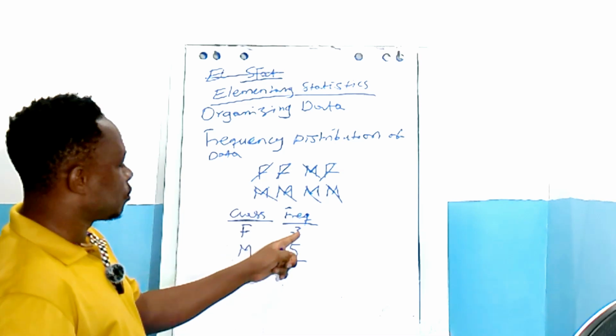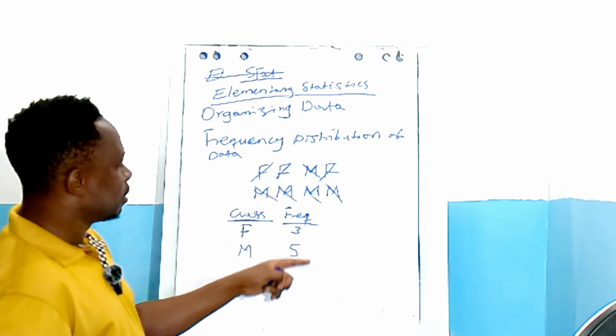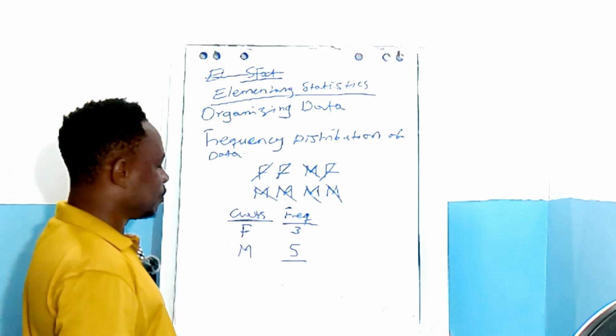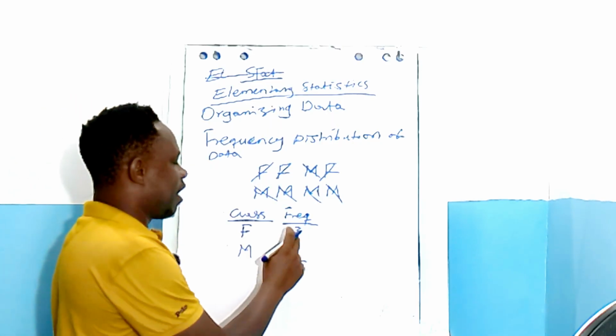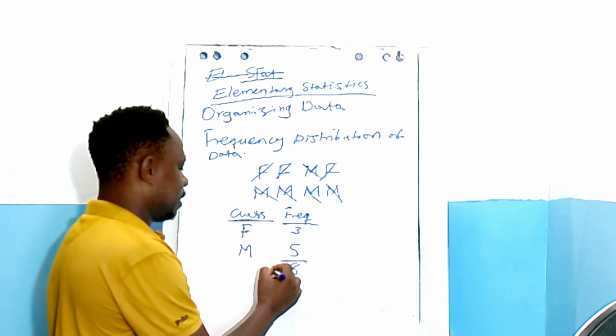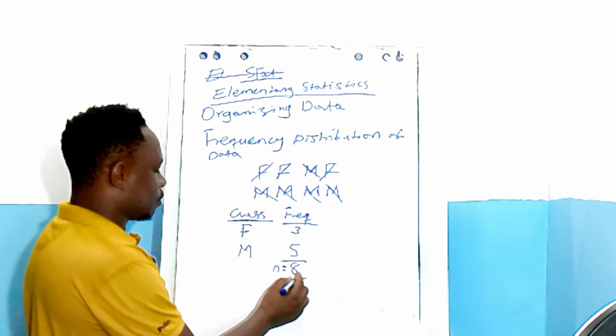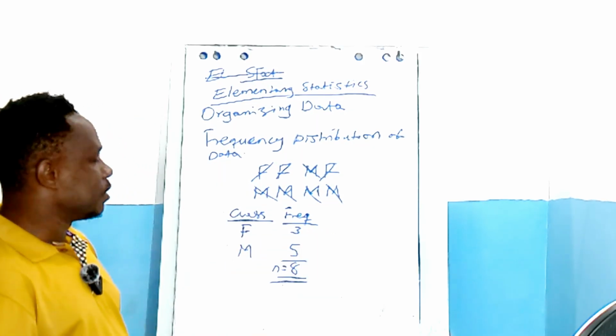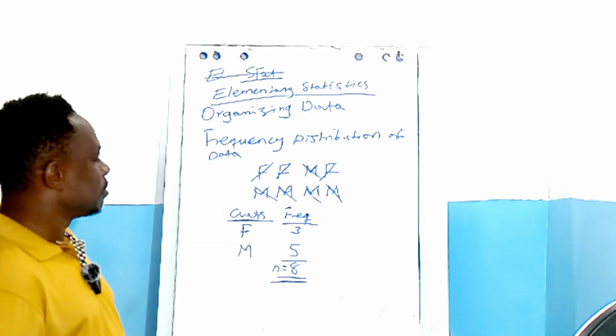Here, if you sum the frequencies, you should be able to get the sample size that you deal with. So if we add 5 plus 3, that will give us 8. So our n is equal to 8, which is the sample size. There are other things we can do with this data to make more sense out of it.